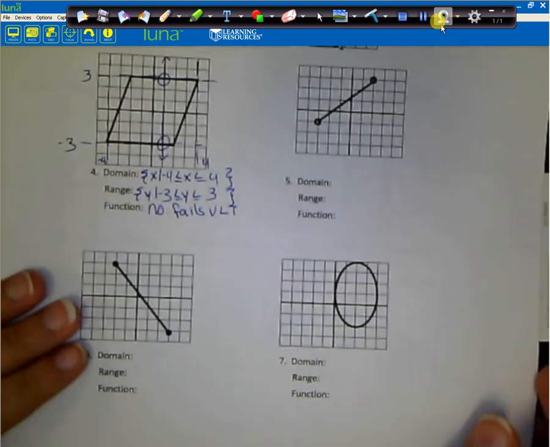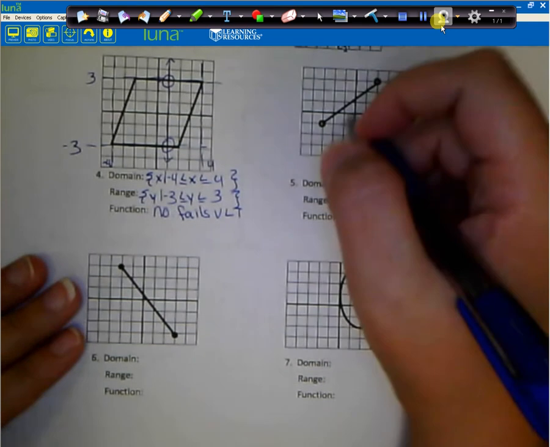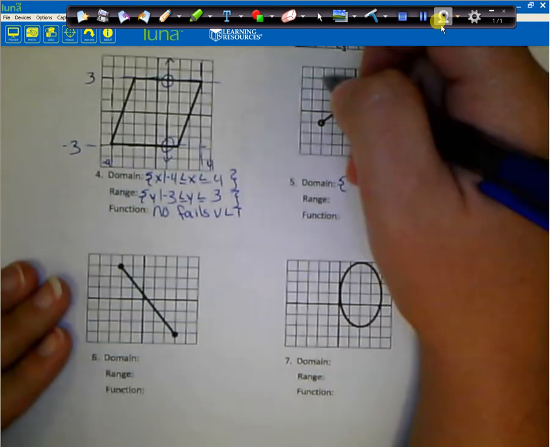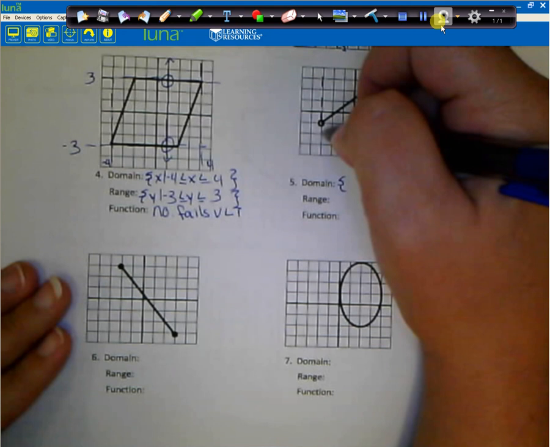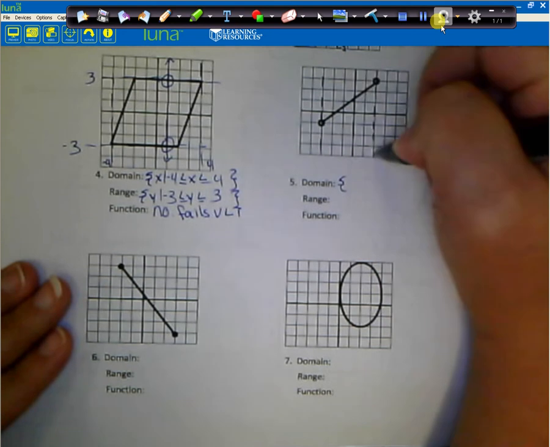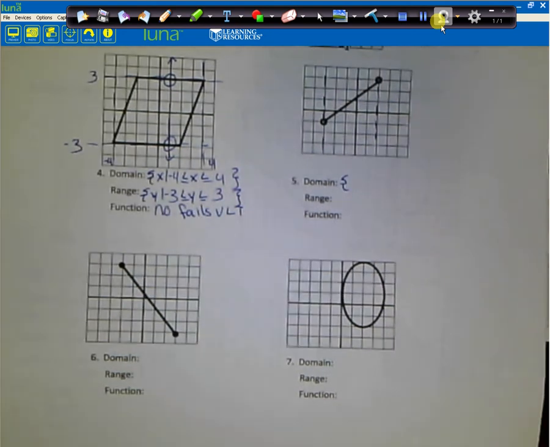Alright, for number 5, again for domain, we're going to look at the leftmost point of our picture and the rightmost point of our picture. Let me give you a minute, make sure you've got number 4 written down.